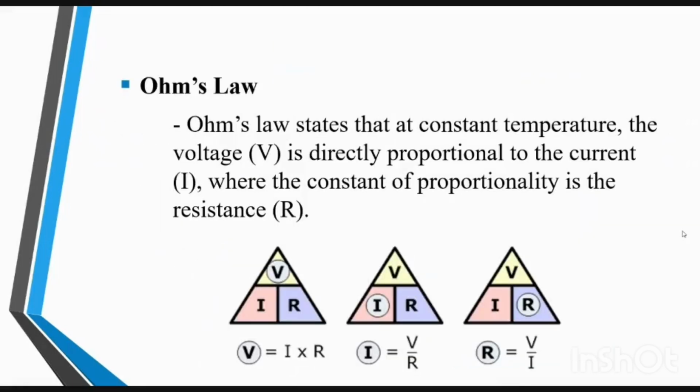Ohm's law. Ohm's law states that at constant temperature, the voltage V is directly proportional to the current I, where the constant of proportionality is the resistance R. The Ohm's law triangle is shown in the figure. According to that, V equals I into R. And also we will get other equations, I equals V by R and R equals V by I.